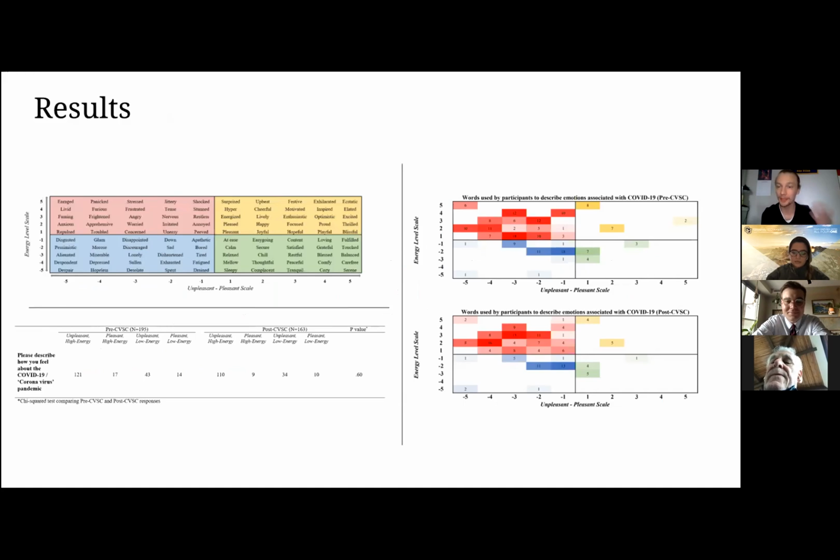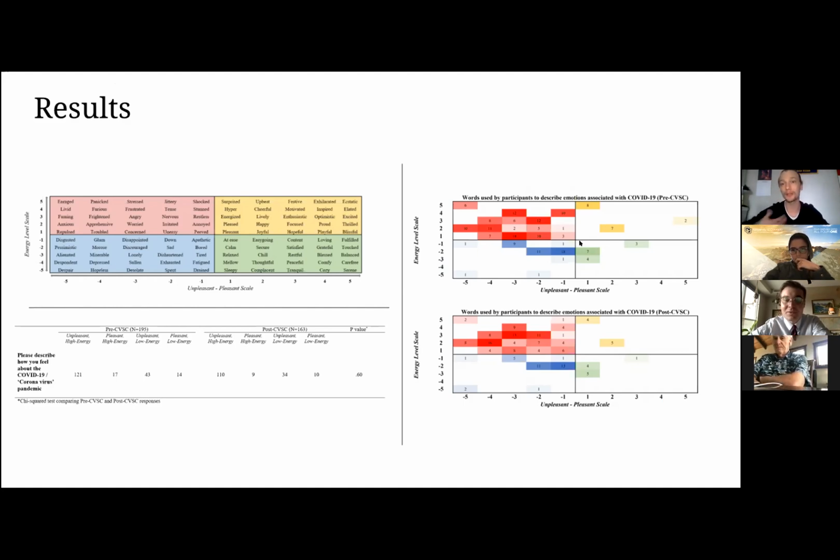But we asked them at the beginning, okay, how do you guys feel? As you can see, the red in the top left, those feelings are associated with high energy, unpleasant. So things like, I'm anxious, I'm angry, I'm frustrated. And if you go towards the green, it's low energy, pleasant, right? Things like chill, feeling good.